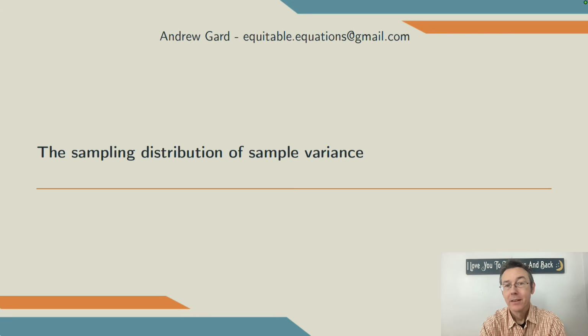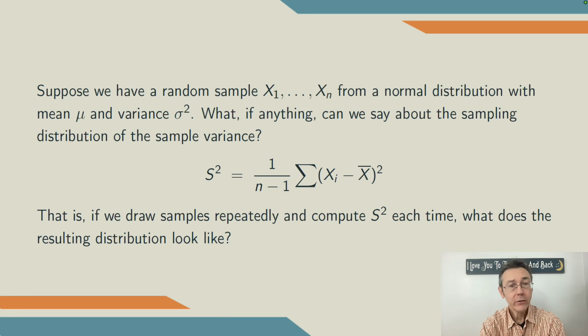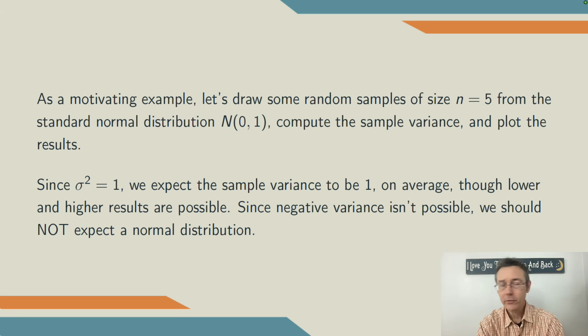Hey everybody. Today we're talking about the sampling distribution of sample variance. We're in a situation where we're repeatedly taking samples of the same size from a normal distribution, taking the variance of each, and asking what sort of distribution we get when we look at all of those sample variances at once. Let's start just by doing an example, like a demonstration.